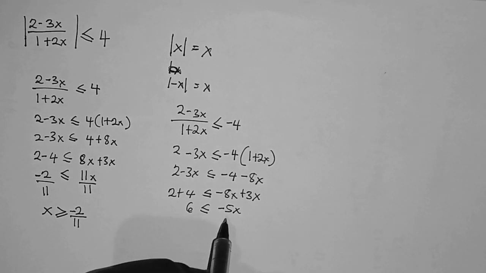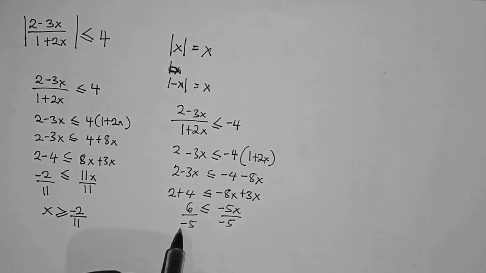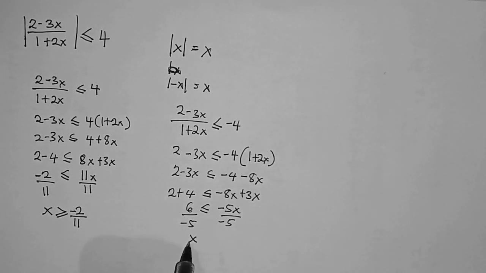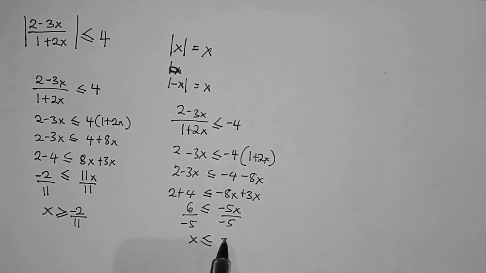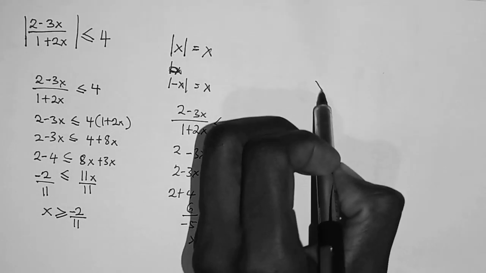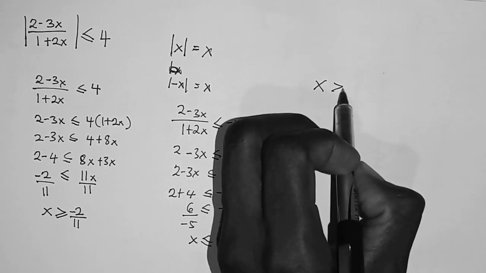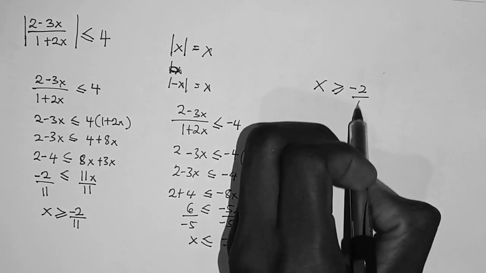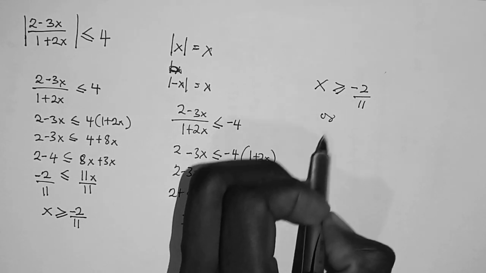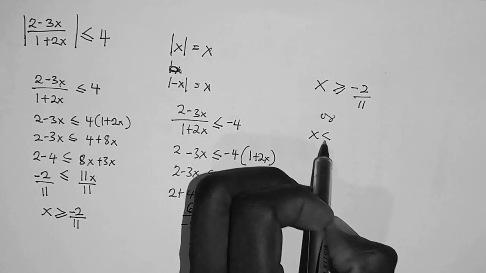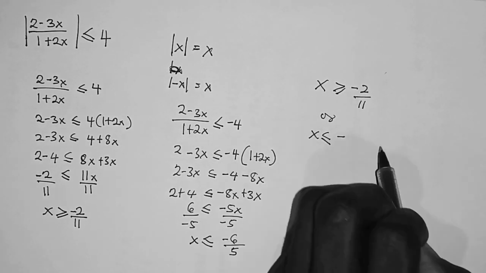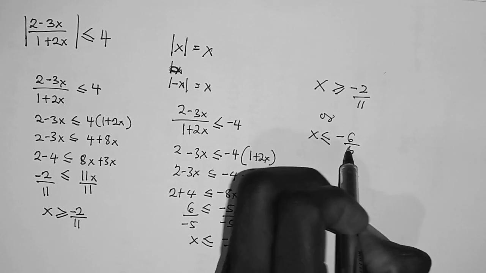So we need to divide through by minus 5, and divide here 6 by minus 5. So at the end of the day, we find out that x, since we divided by minus 5, we change the sign. So x is less than or equal to minus 6 over 5. So at the end of the day, the values of x are x is greater than or equal to minus 2 over 11, or x is less than or equal to minus 6 over 5.